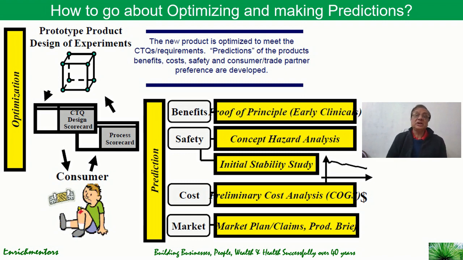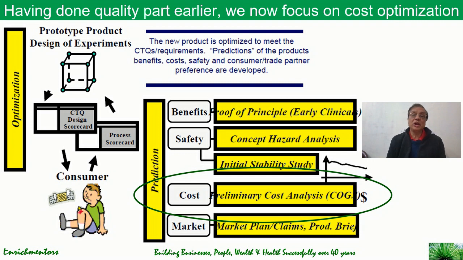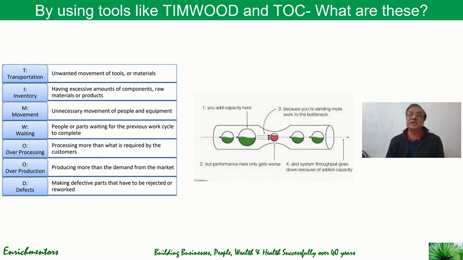As we were saying, we have done the quality optimization all the way through, especially in the last section, using the design of experiments. So let's now focus on cost optimization, and consumer validation we will do in the next section. So how do we go about doing this cost optimization? We use tools like Timwood and TOC. Timwood, standing for the Buddha, right? This is taken from lean manufacturing, while TOC is more a work done separately on this. So these are the two process tools that we can use.